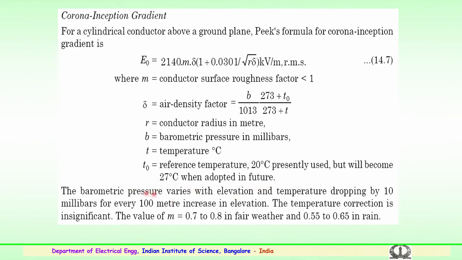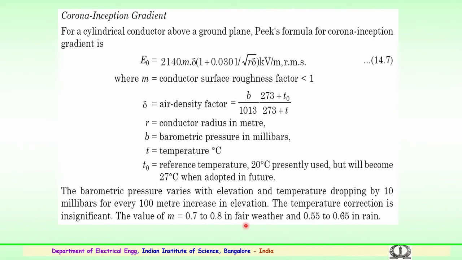So, the barometric pressure varies with elevation, and the pressure drops by approximately 10 millibars for every 100 meters increase in the elevation. So, the temperature correction is insignificant depending upon the area.